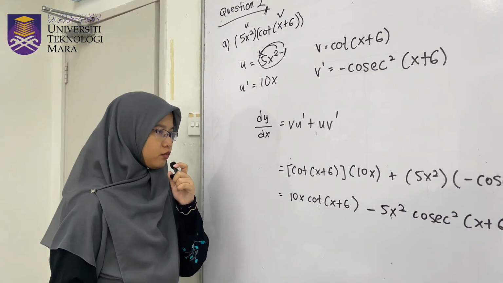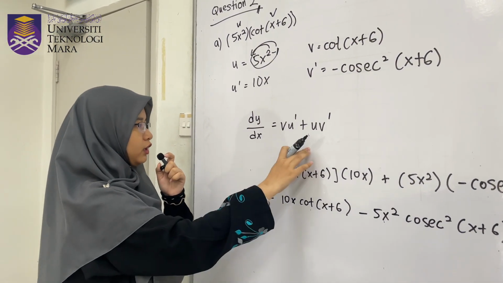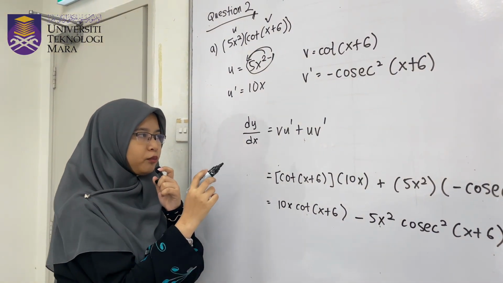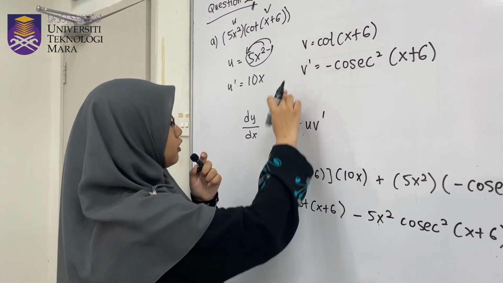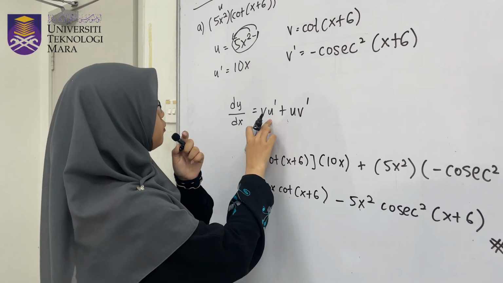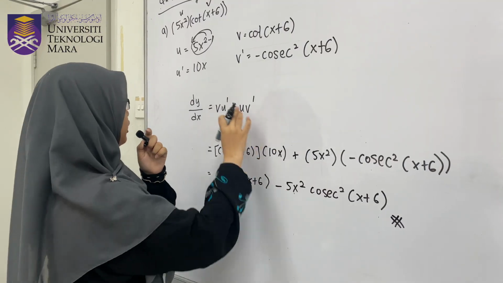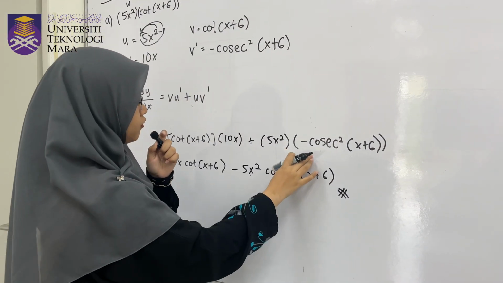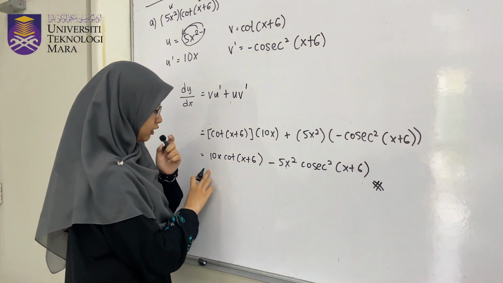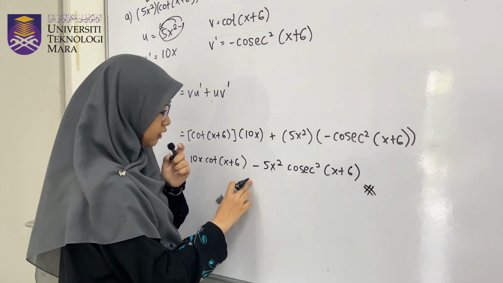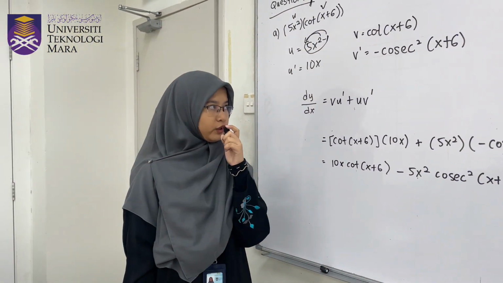And then, the next thing we have to do is just substituting the derivation into the formula, which is dy over dx equals vu prime plus uv prime. So, by order, the v is cotangent x plus 6, u prime equals 10x over here, plus 5x squared, the u, and the v prime, which is negative cosecant squared x plus 6. And then we just have to expand it all and we will get the answer 10x cotangent x plus 6 minus 5x squared cosecant squared x plus 6. That is all for question A.